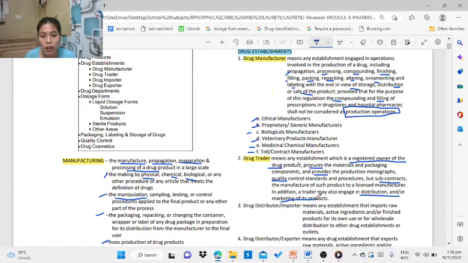Okay, the drug traders, those are the people who own the drug product, materials, and packaging, but subcontract the manufacture of such product to a licensed manufacturer. Actually, I am doing this to study.